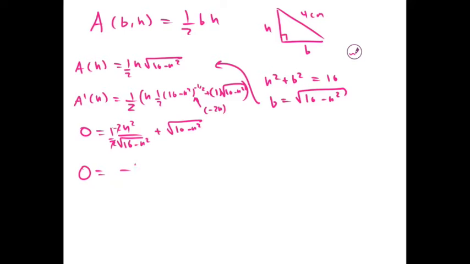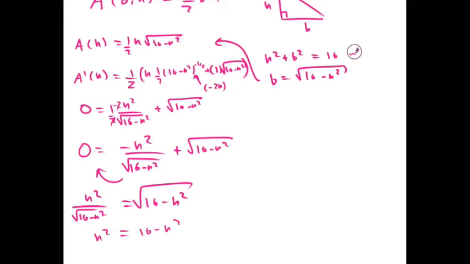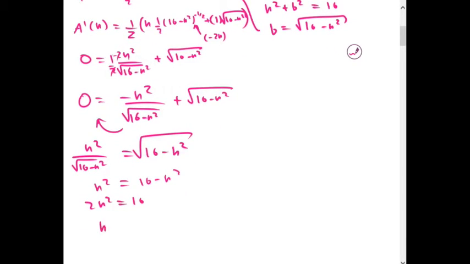And we get 0 equals negative h squared over the square root of 16 minus h squared, plus the square root of 16 minus h squared. If we add this over, we get h squared over the square root of 16 minus h squared equals the square root of 16 minus h squared. Multiply both sides by the square root of 16 minus h squared, we get h squared equals 16 minus h squared, which gives us 2h squared equals 16, which gives us h squared equals 8, so h has to be the square root of 8.